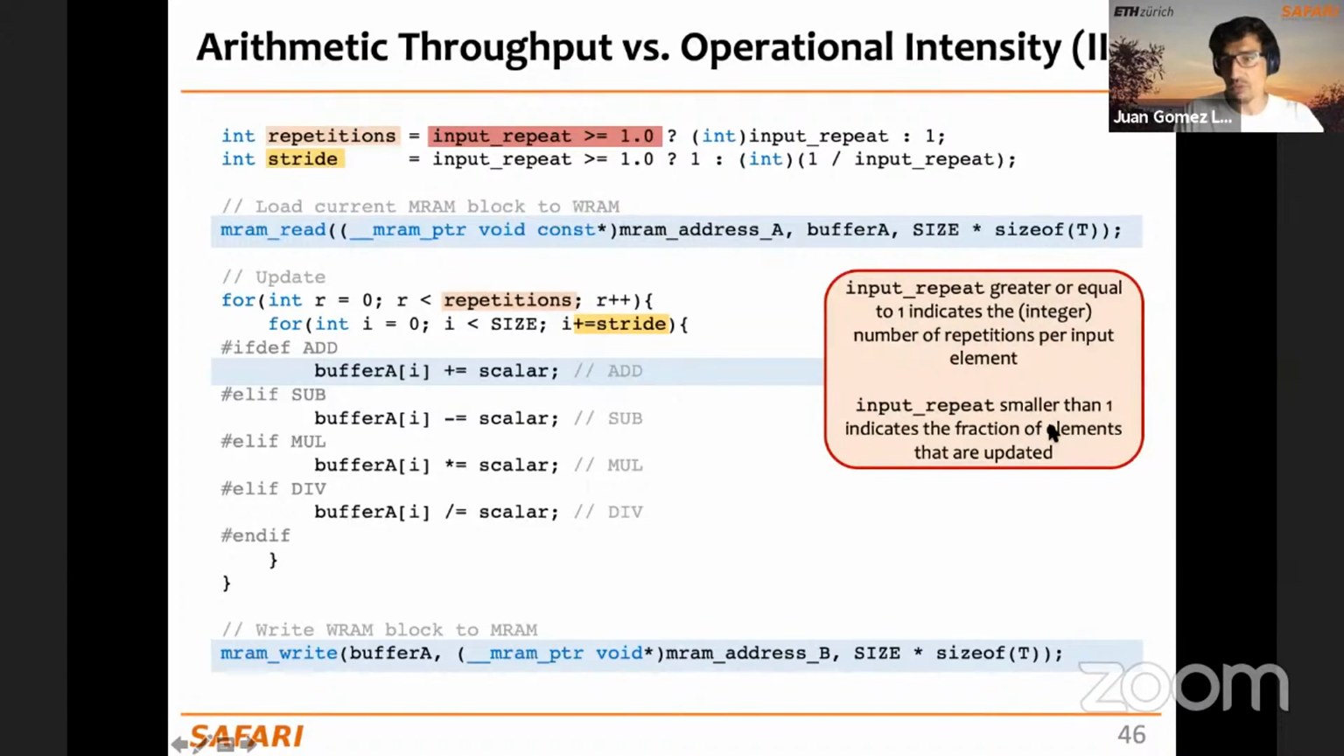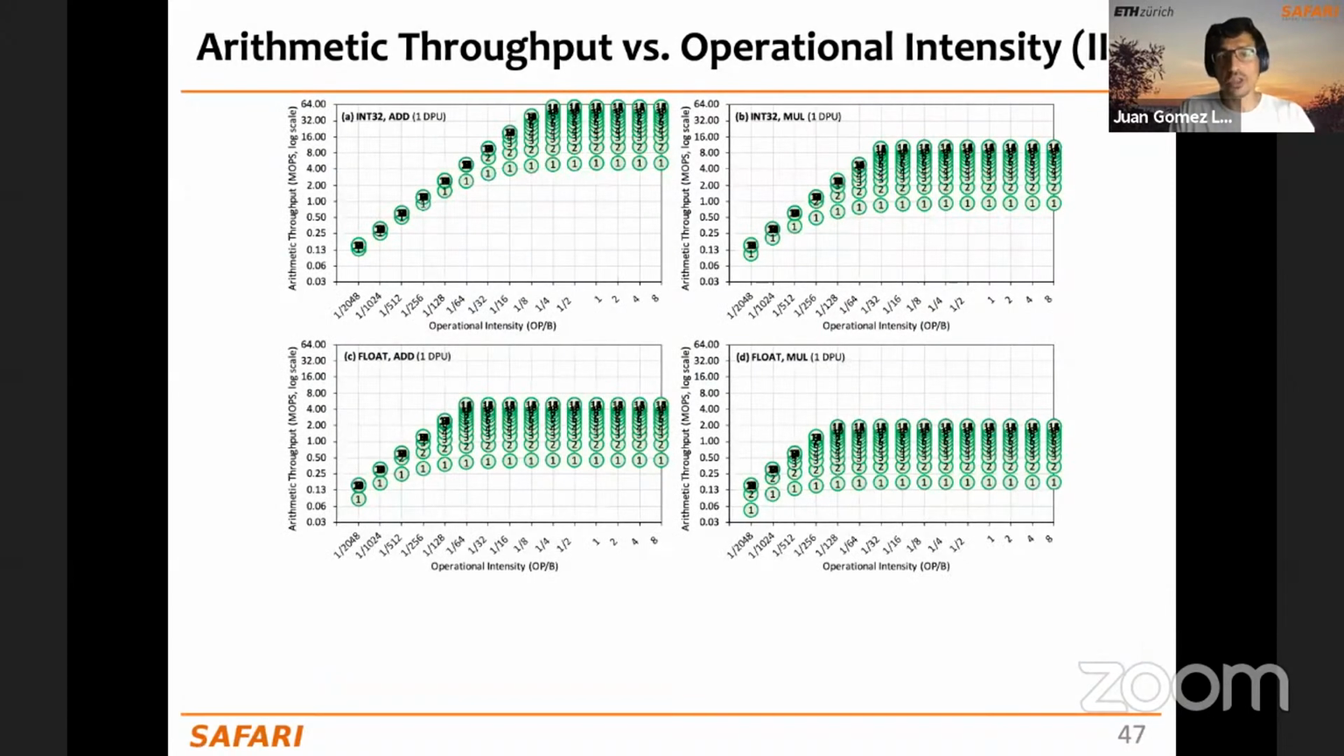If this input repeat is smaller than 1, this indicates the fraction of elements that are updated. So for example, if this input repeat is 0.5, it means that we are not updating all elements in buffer A. We are only updating 1 element every 2, and we only perform 1 addition on that element. So that's how this micro benchmark works. And by using this micro benchmark, we obtain these results.